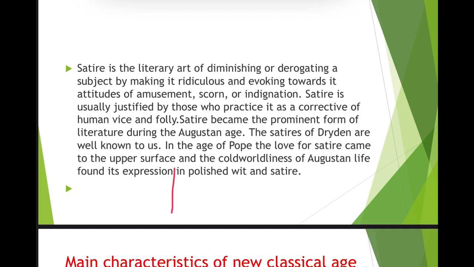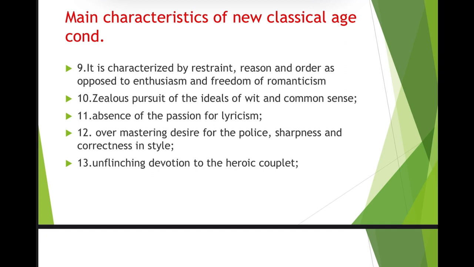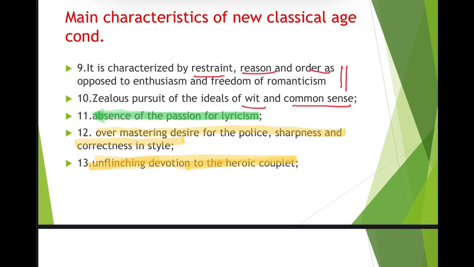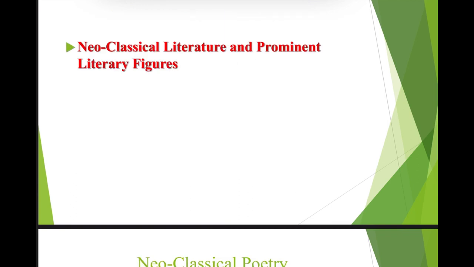Now, coming to some other characteristics, the 18th century is marked by restraint, reason, and order. Then wit and common sense. Then absence of the passion for lyricism. Then an overmastering desire for polish, sharpness, and correctness in style. Then unflinching devotion to the heroic couplet, as I told you in the previous slide. So these are some other characteristics which you find in neoclassical literature.